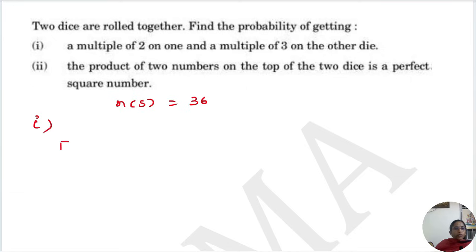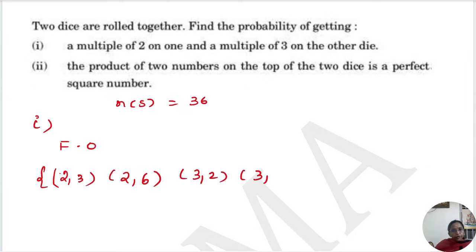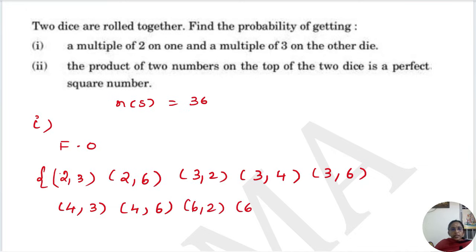And for the first subdivision, what are all the favorable outcomes? Here the favorable outcomes are (2, 3) and (2, 6). In the third row, (3, 2), (3, 4), (3, 6). And for the fourth row, (4, 3), (4, 6). And for the fifth row, there is no data. And in the sixth row, (6, 2), (6, 3), (6, 4) and (6, 6). So the number of favorable outcomes is equal to 11 here.